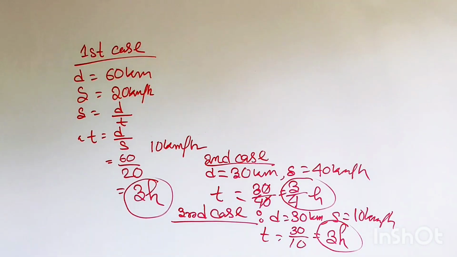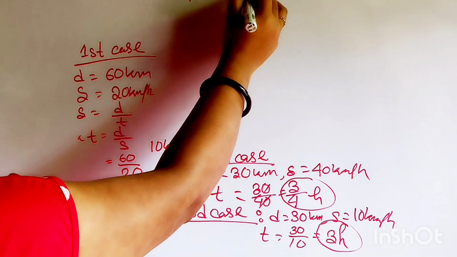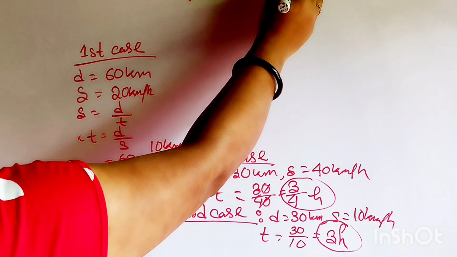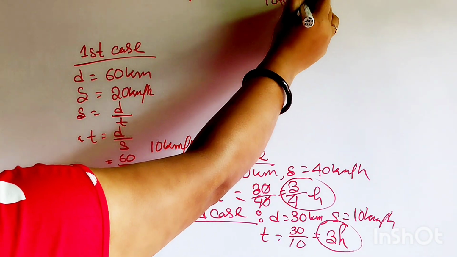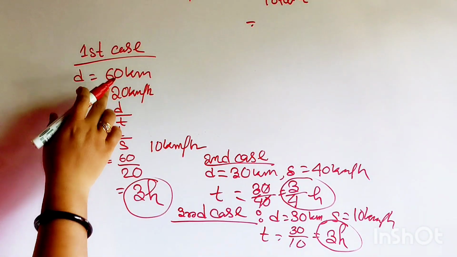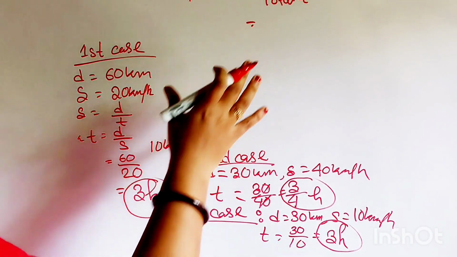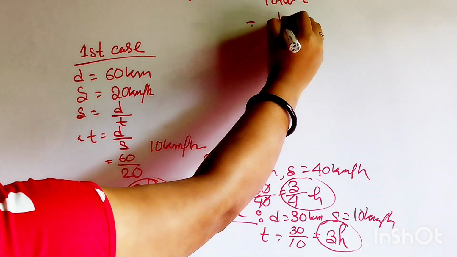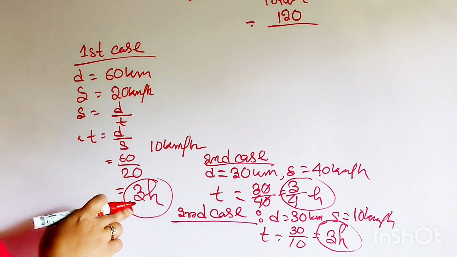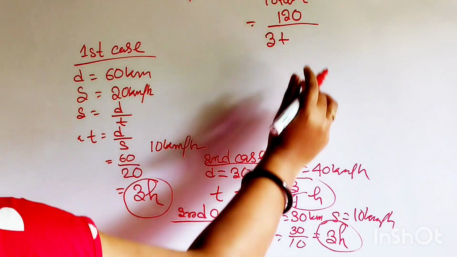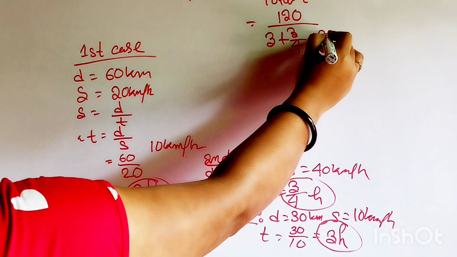Next we will do the final math. We know that average speed equals total distance by total time. Total distance you can write as 60 plus 30 plus 30, but there is no need to do this as the total circumference is the path, so you can write only 120. So 120 divided by 3 hours plus 3 by 4 hour plus 3 hours. We will add all the times here.